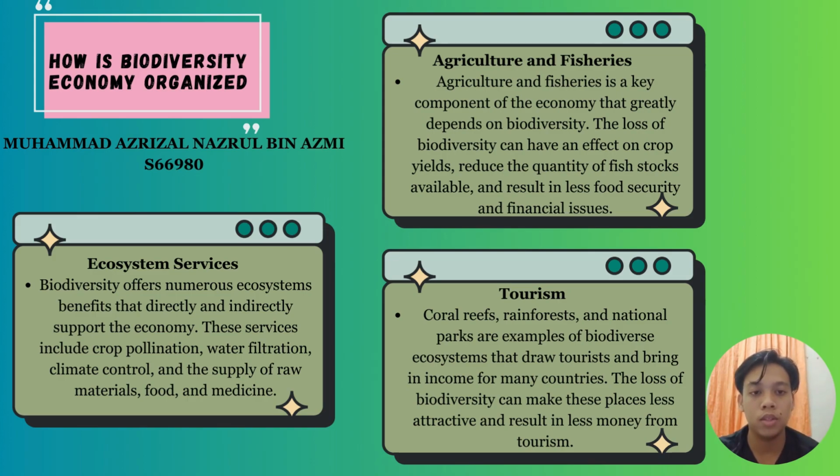The last one is tourism. Coral reefs, rainforests, and national parks are examples of biodiverse ecosystems that draw tourists and bring in income for many countries. The loss of biodiversity can make these places less attractive and result in less money from tourism.